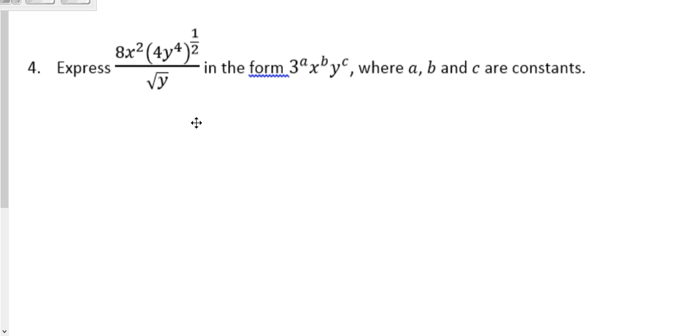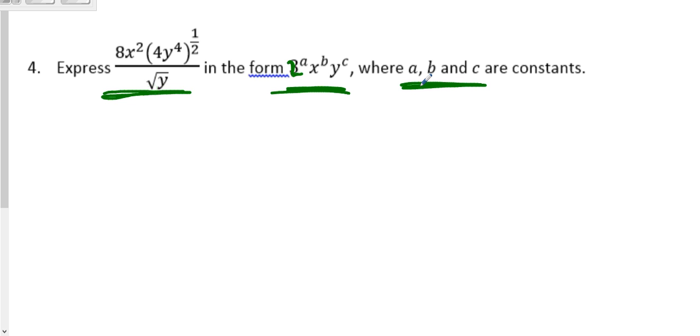Now let's finish reviewing with our last problem on the review sheet, number 4. So we know that we need to simplify this problem. My problem got changed again. This should be a 2. So we have this problem. We need to simplify, and we need to eventually get it in this form where A, B, and C are going to be our answers.